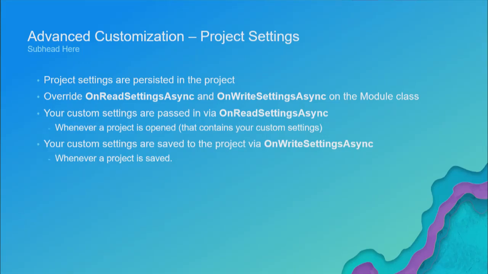OnReadSettingsAsync is called back if the project you open contains custom settings. If it does not contain custom settings, it is not called. Your custom settings are saved to the project in OnWriteSettingsAsync, and that is called whenever a project is saved, whether from the UI or from the API.